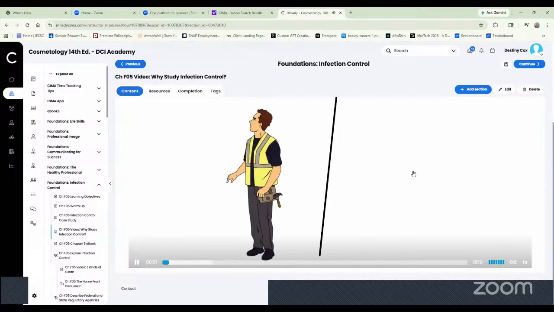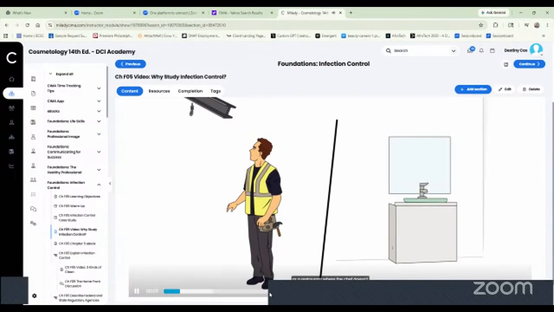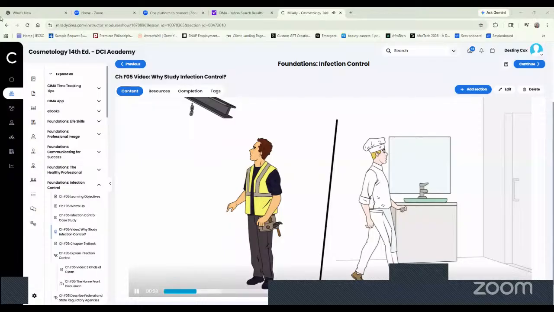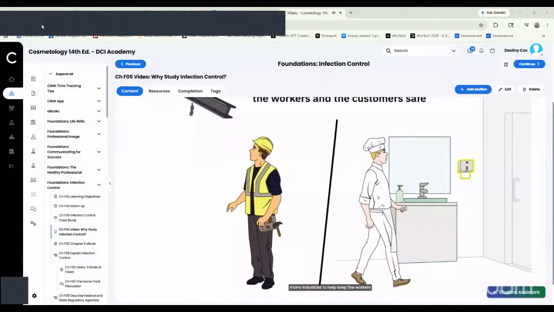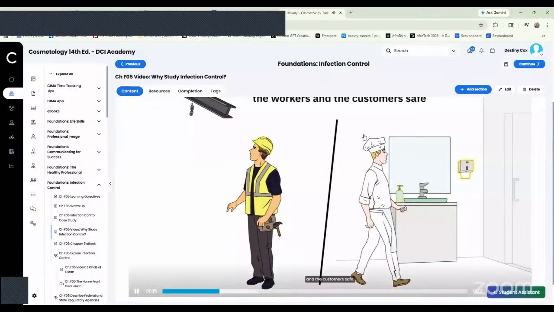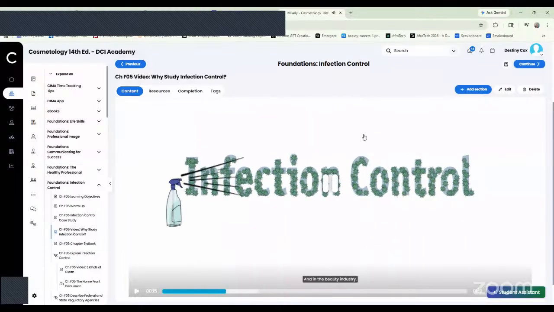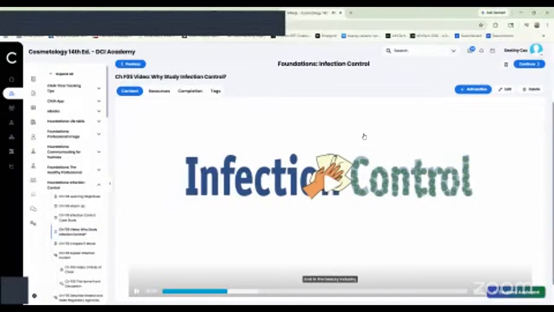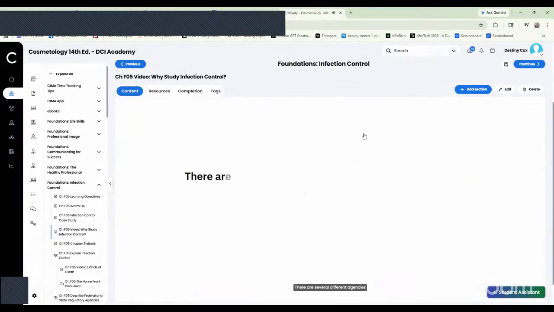Picture a construction site without helmets, or a restaurant where the chef doesn't wash their hands. Seems kind of ridiculous, right? Safety practices are in place across many industries to help keep the workers and the customers safe. And in the beauty industry, that means paying special attention to infection control. There are several different agencies that establish rules and regulations for beauty.